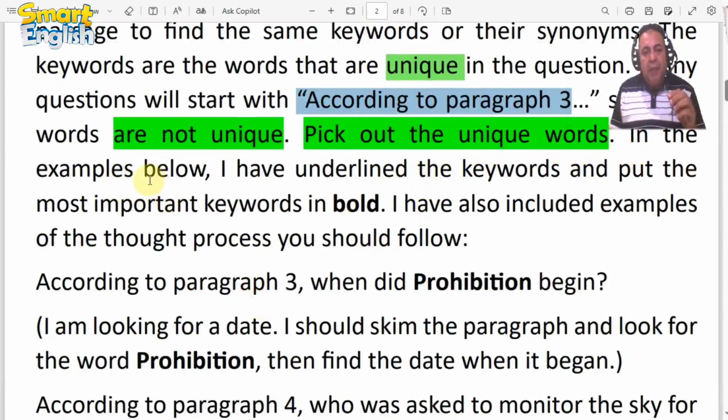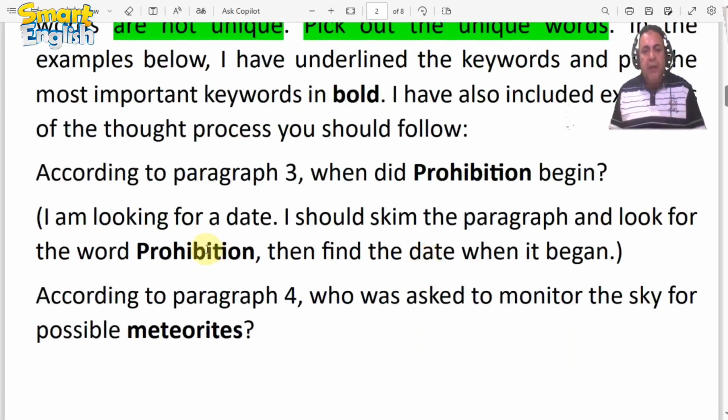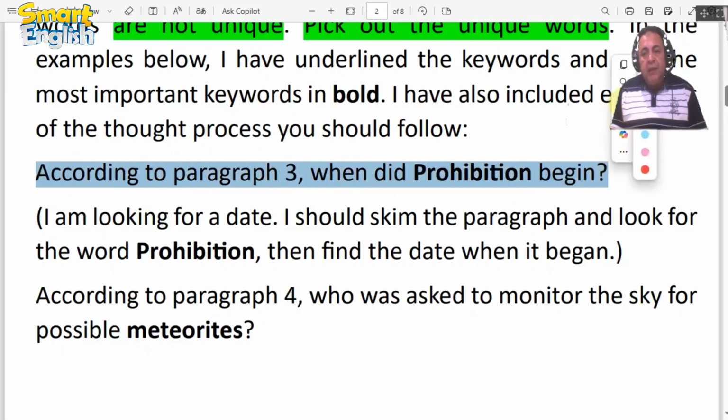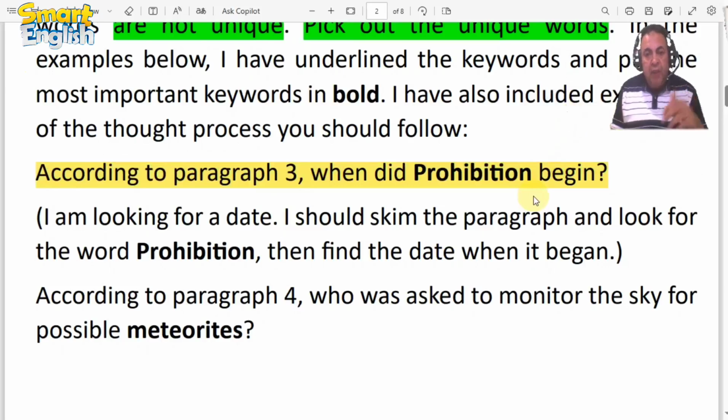In the example below, I have underlined the keywords and put the two most important keywords in bold, okay? I have also included an example of the thought process you should follow. Look at this example. According to paragraph 3, when did prohibition begin? Okay, the word prohibition is a keyword. If you search the question itself, it doesn't have any very important keywords except prohibition. Why? Because the rest is a repeated phrase, okay?